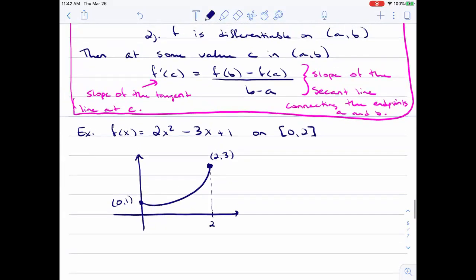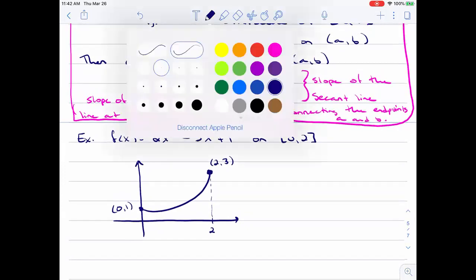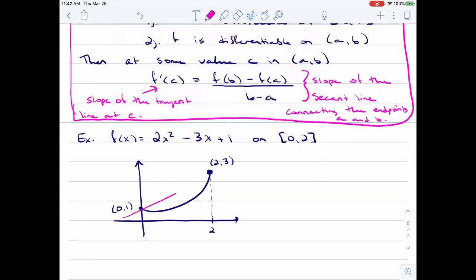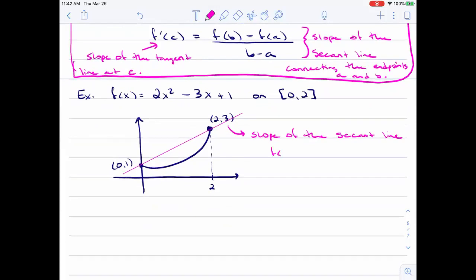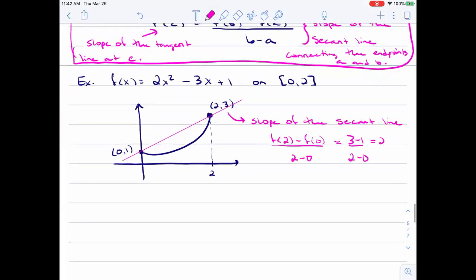What we're going to find is that, well, we can find the slope of the secant line, right? The slope of the secant line is the line that connects these two here. Right? And so the slope of the secant line is f of 2 minus f of 0 over 2 minus 0, which is 3 minus 1 over 2 minus 0, putting me at 2 over 2, which is just 1. Right? So here, I know that I have a slope of 1.